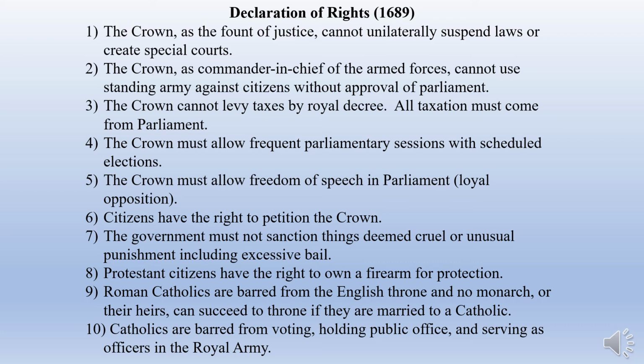The crown must also allow freedom of speech within Parliament. That means that there can be a pro-government and an anti-government faction. In England, this is called the loyal opposition. So no one will be punished at this point for opposing the government. Now, let's be clear, when we talk about the government, we're talking about the prime minister. The king or queen is still beyond reproach even today.